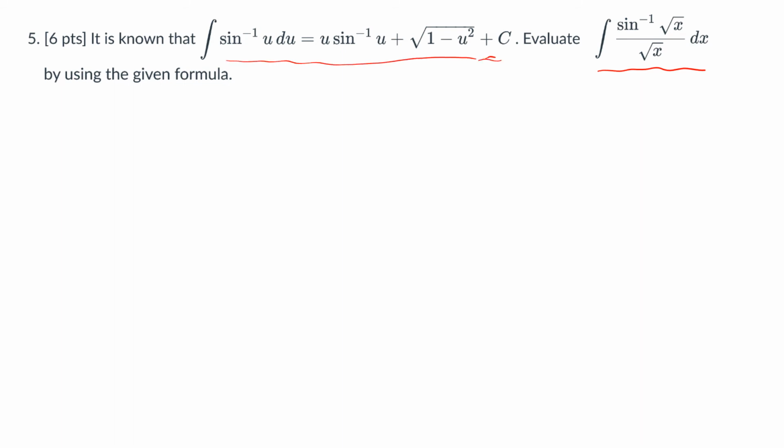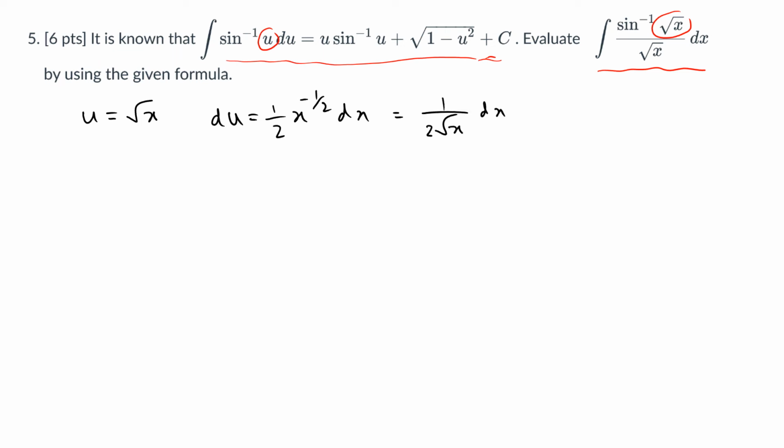So what you need to do is bring it to this form somehow. This tells you that you need to get the form sine inverse u. That tells you what the substitution is. You can see this should be sine inverse u, so it's going to match with that. So the substitution is simply u equals square root x. So now you take the derivative. Once you take the derivative, you know that this is 1/2 x to the negative 1/2 dx, or in other words, 1 over 2 square root x dx. You can see square root x is already there.